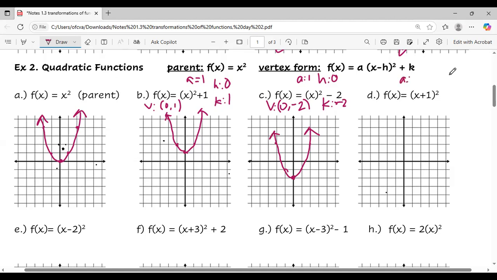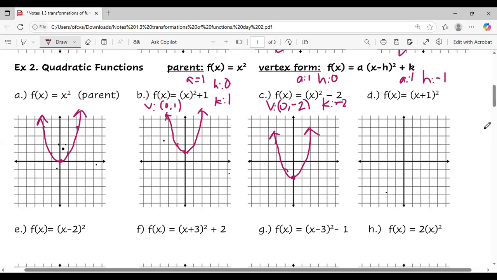Now, when we get to D, f of x equals x plus 1 squared. My a is still 1. Haven't changed that. There's no value here. Now, this value, that's your h value. That's stuck inside with x in the parentheses. So that's an h value. And be very careful because remember, this is supposed to be a negative. So the only way that we could have ended up with x plus 1 is if you had x minus a negative 1. So your h is a negative 1. The true value of h is negative 1.